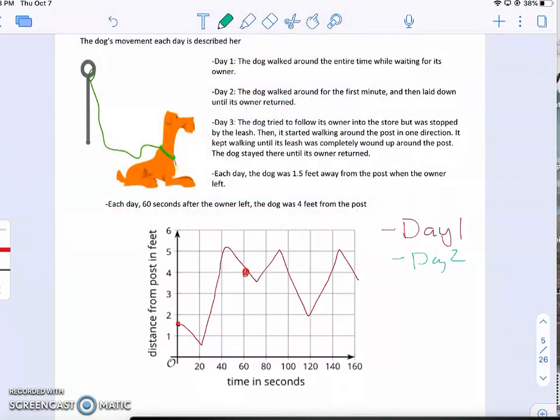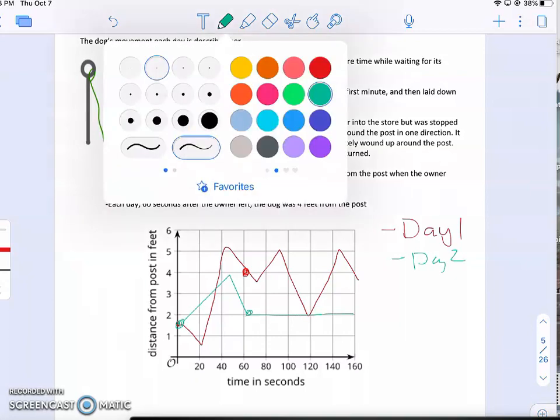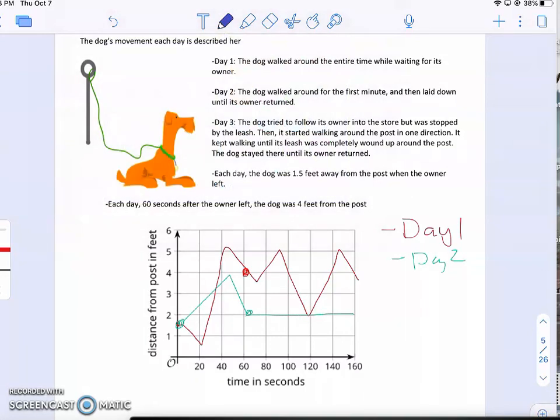So what could day 2 look like? The dog walked around for the first minute, so it started the same, and then laid down until the owner returned. So it would level out there. And the third day, day 3, the dog tried to follow the owner in the store but was stopped by the leash. So if it's stopped by the leash, what does that mean? Well, it's got to go all the way up.